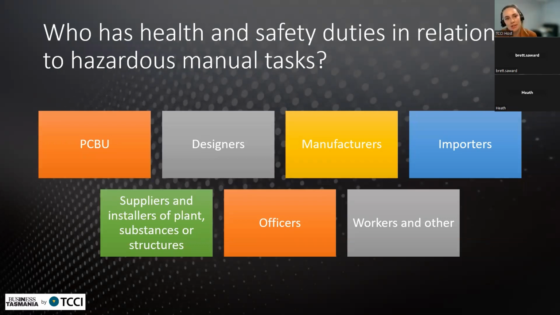Who within the business has a duty of care in relation to managing hazardous manual tasks or putting controls in place, I suppose. So your ultimate duty of care is your PCBU, which is a person conducting a business or undertaking. So that's the business itself or the director of that business. The designers, manufacturers, importers, suppliers of manufacturing equipment, plant, machines, tools, they all also have a duty of care to ensure that the equipment that they're supplying or importing or manufacturing doesn't possess a foreseeable hazardous manual task hazard, but if it does, that they've got some control measures in place.